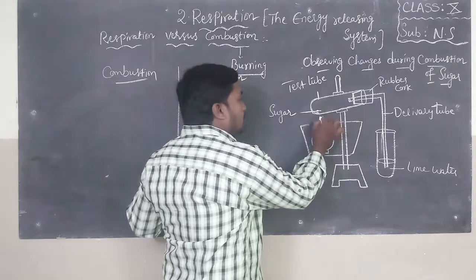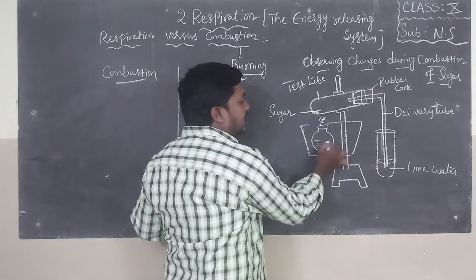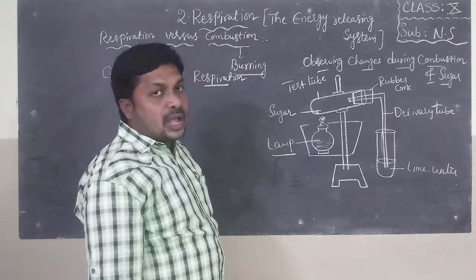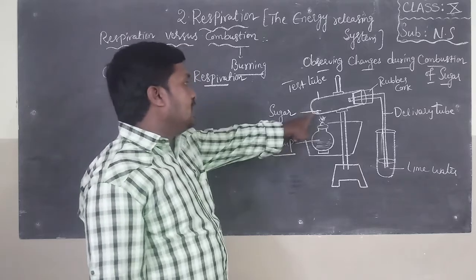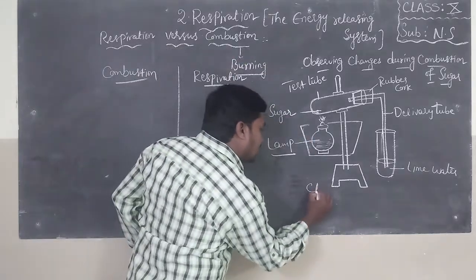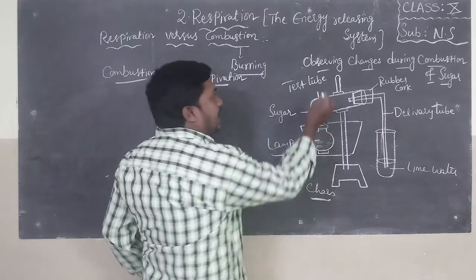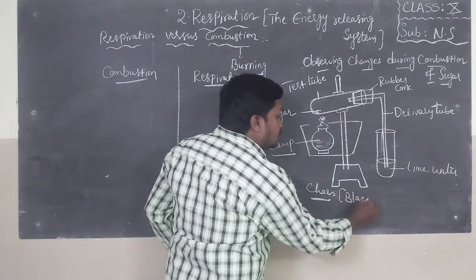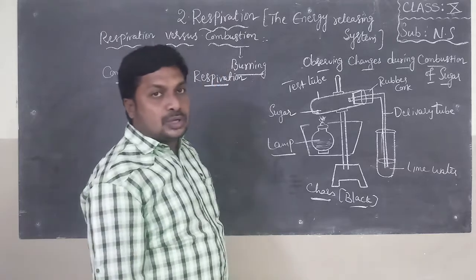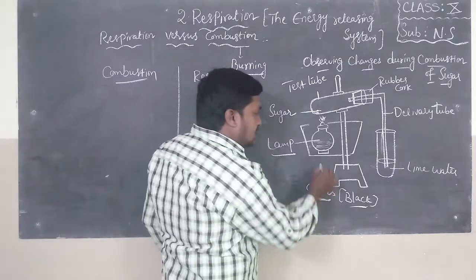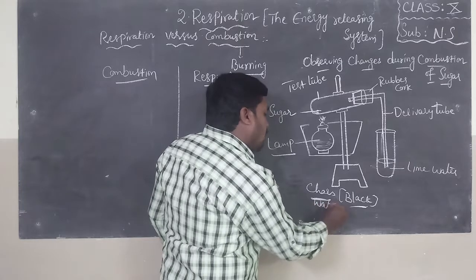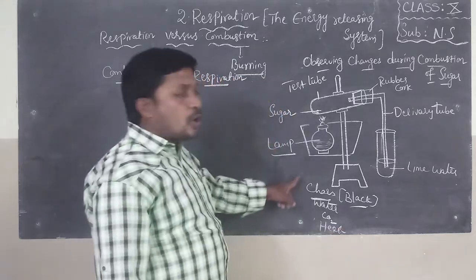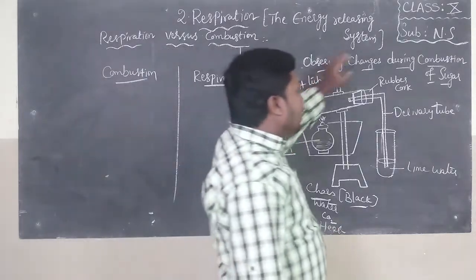Now heat the test tube with a spirit lamp. After some time you can find changes in the sugar. First, the sugar chars. That is the fundamental character during combustion. Charring means the sugar turns black in color. Later it catches fire, produces water and CO2, and some amount of heat is released. So four changes can be found during combustion of sugar.